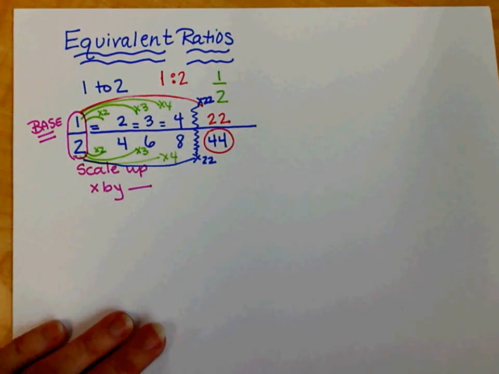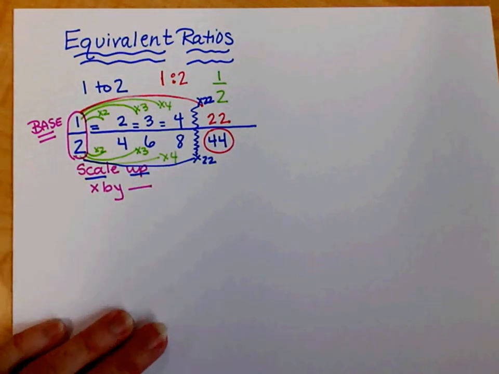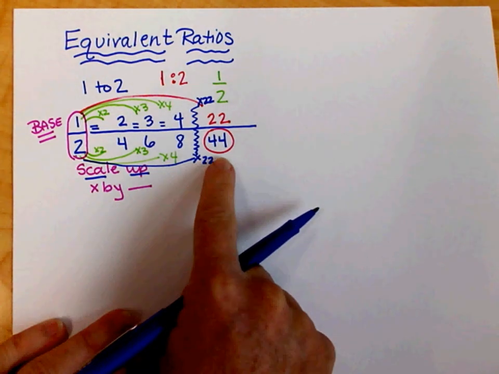So by building this equivalent ratio table, we're able to write equivalent ratios that build up, and we're actually scaling up, and we can also determine what a missing top or bottom ratio would be as well.